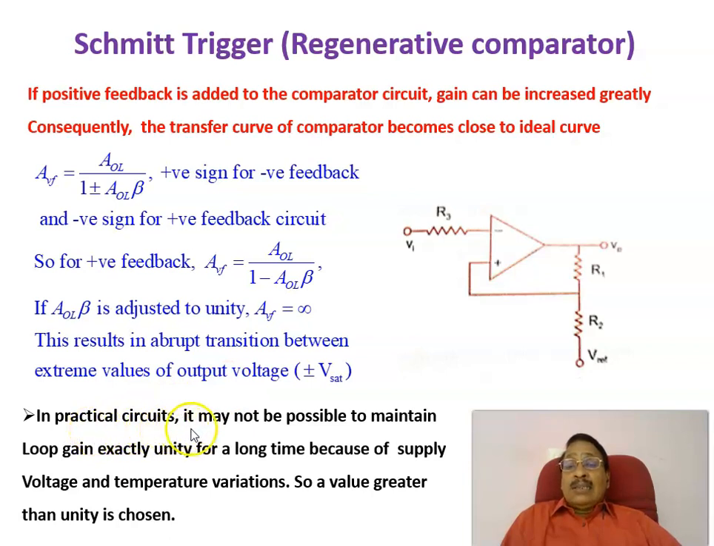Therefore, in practical circuits, rather than making AOL into beta exactly unity, it is made slightly more than 1. The loop gain, the open loop gain into the feedback factor beta, cannot be kept at exact unity for a long time because of temperature variation as well as voltage variation. That is why we always keep the value of AOL into beta greater than unity in most applications.